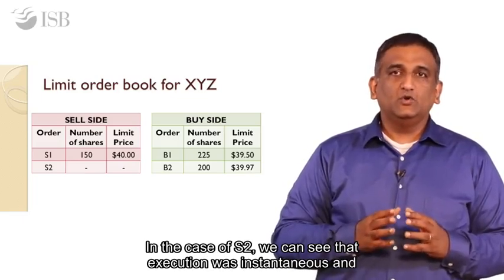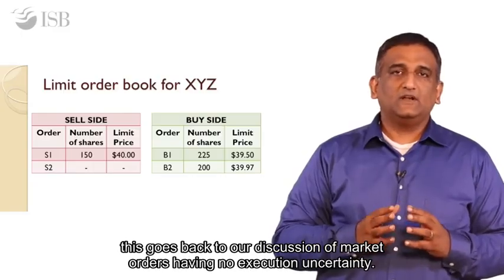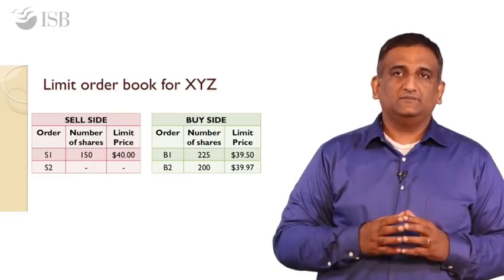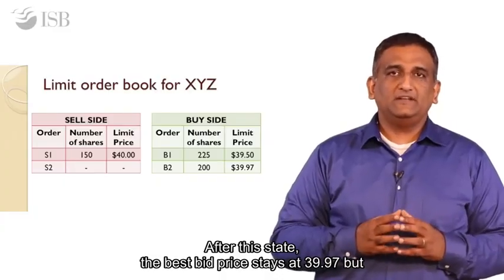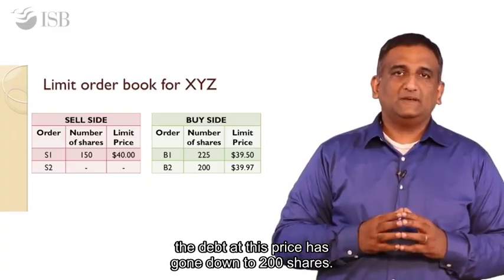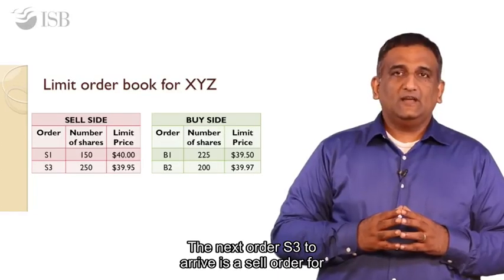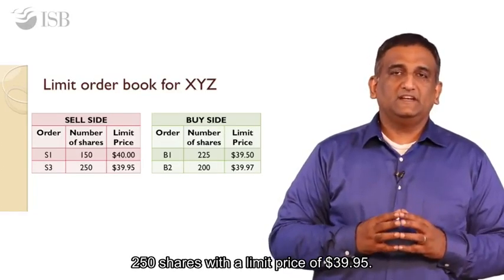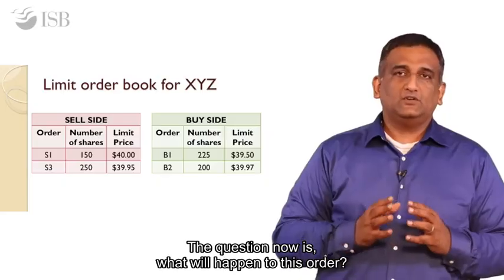In the case of S2, we can see that execution was instantaneous, and this goes back to our discussion of market orders having no execution uncertainty. After this trade, the best bid price stays at $39.97, but the depth at this price has gone down to 200 shares. The next order S3 to arrive is a sell order for 250 shares with a limit price of $39.95. The question now is, what will happen to this order?